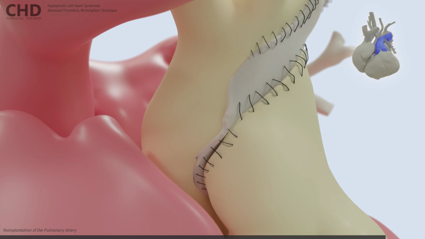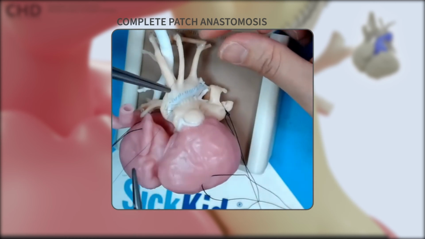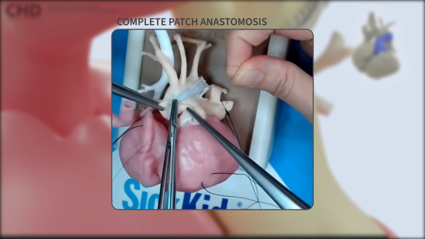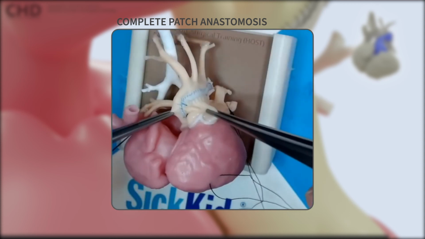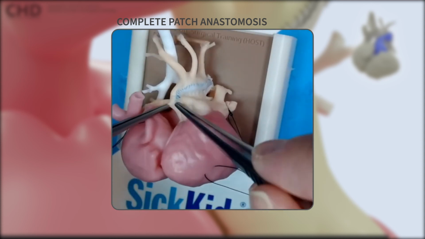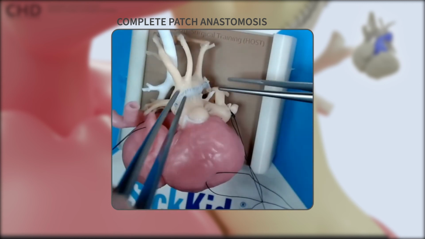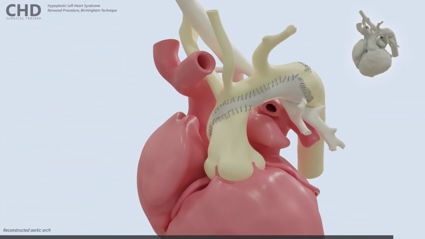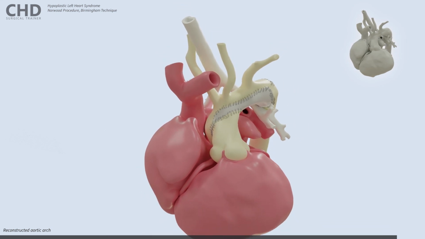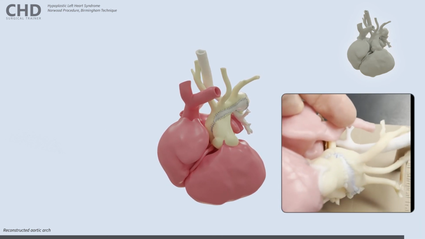Finally, complete the patch anastomosis of the ascending aorta. The relationship between the aorta and pulmonary artery is maintained while achieving a widely patent DKS anastomosis with no distortion of the small native aortic root.